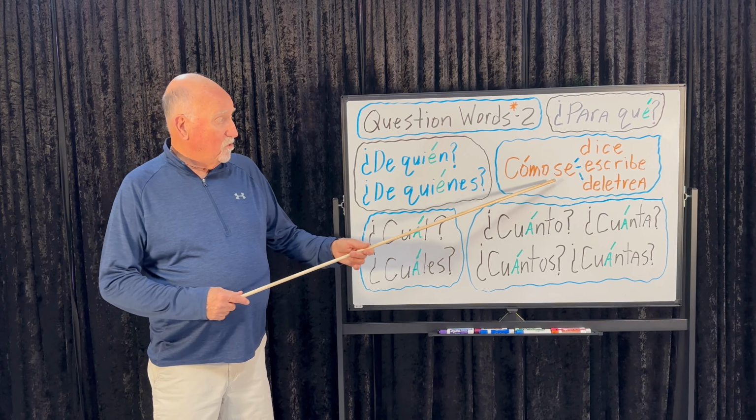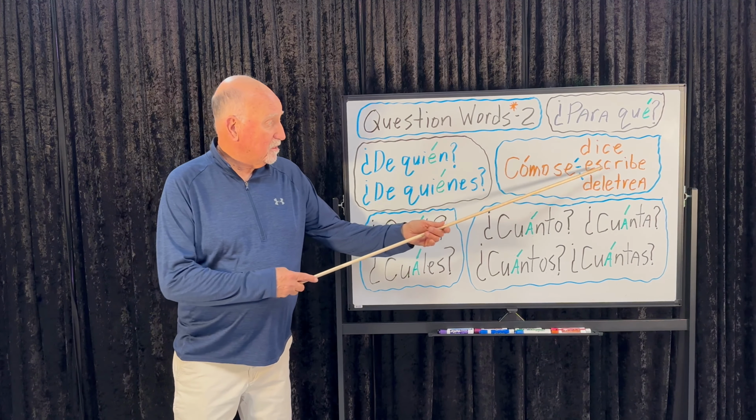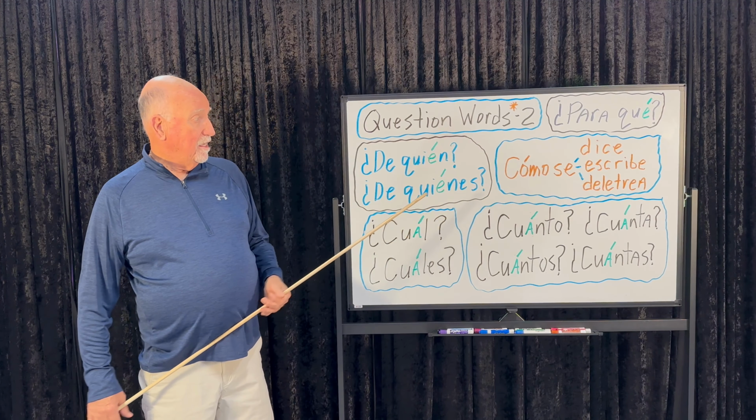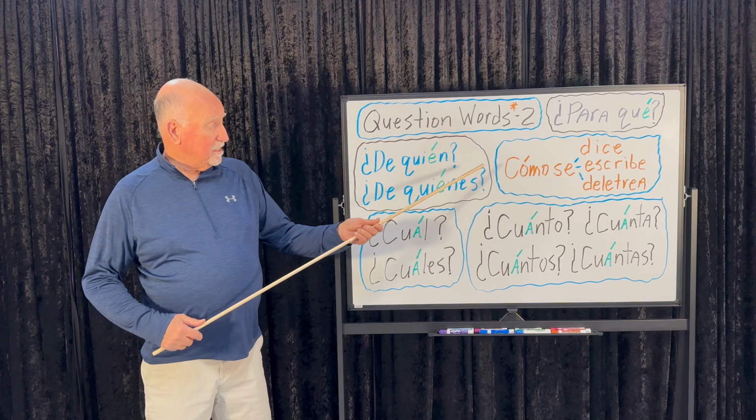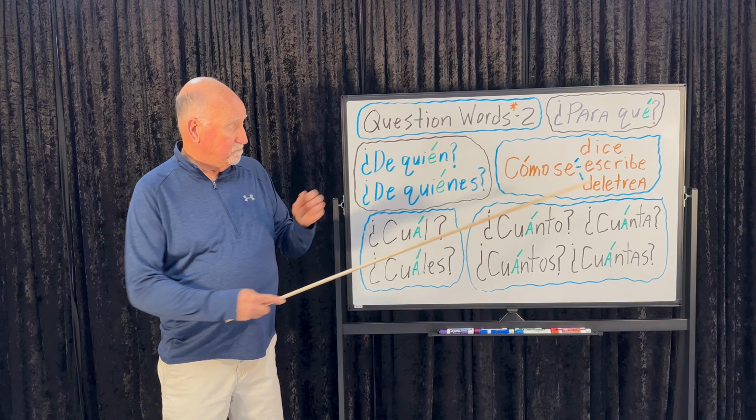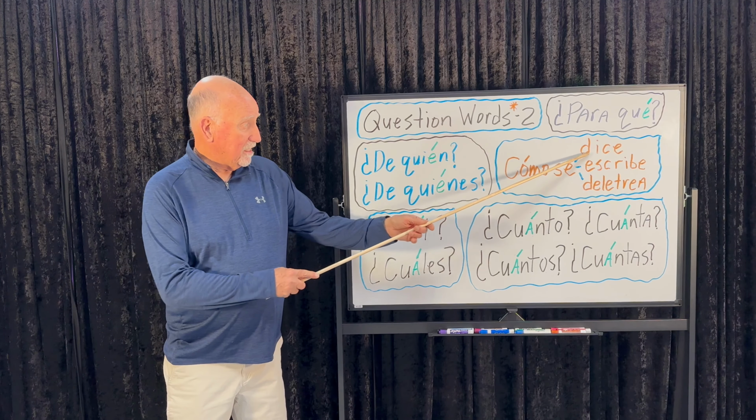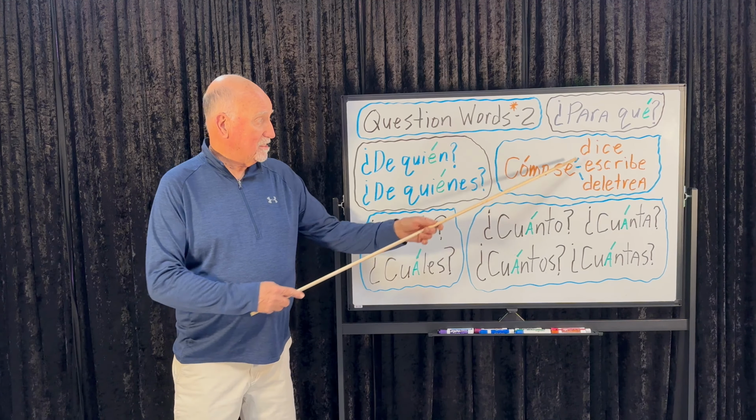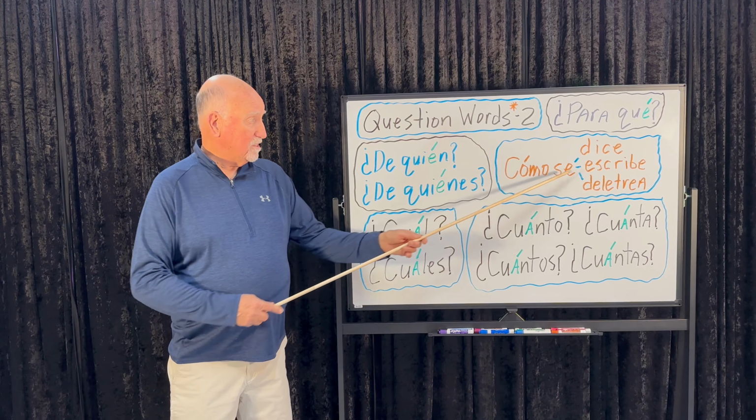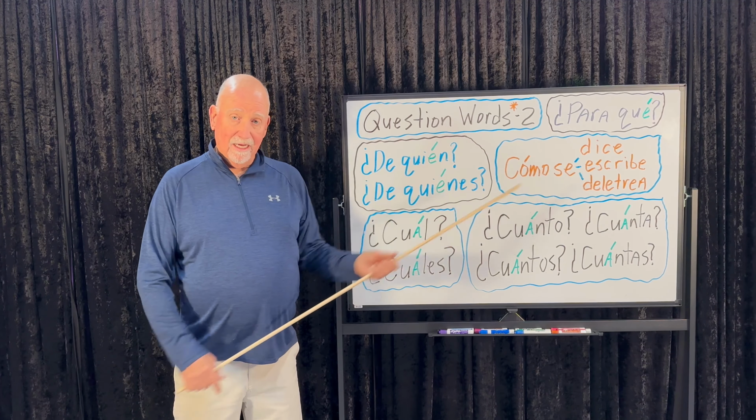One is como se dice, which means how do you say it. Como se escribe, how do you write it. And como se deletrea, how do you spell it. Technically, we should have a question mark in front and a question mark here at the end. Como se dice, we learned that como means how in a question. Como se dice, how do you say it. Como se escribe, how do you write it. And como se deletrea, how do you spell it.